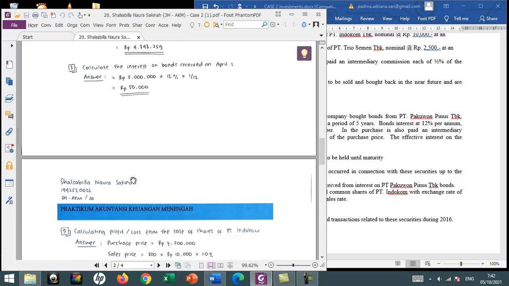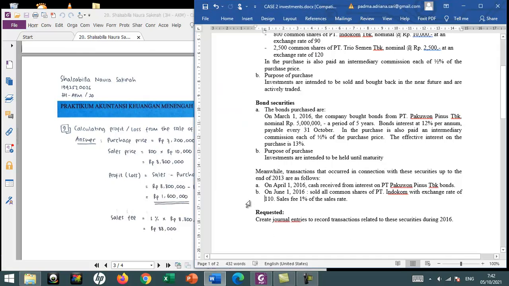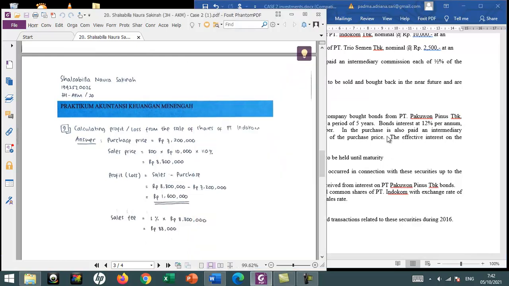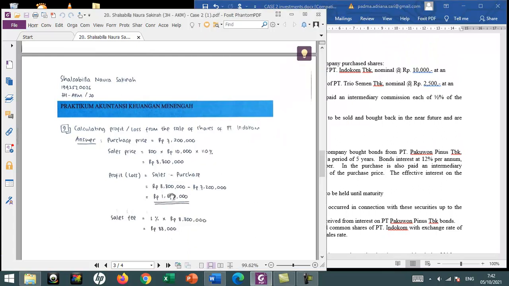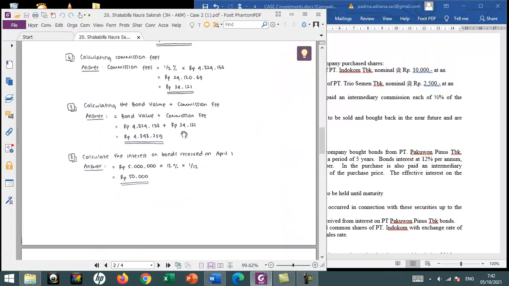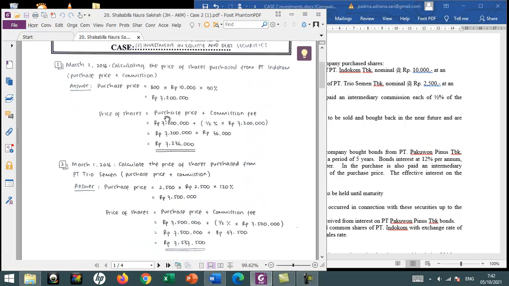This is also correct. Then on 1st June there are sales of shares of PT Indocom with the exchange rate of 110%. So we already count the purchase price here, 7,200,000, right?